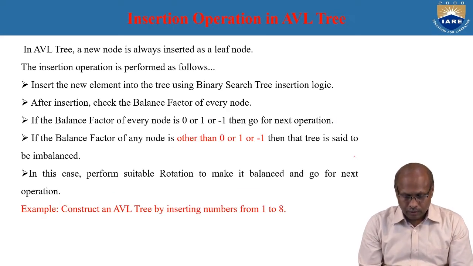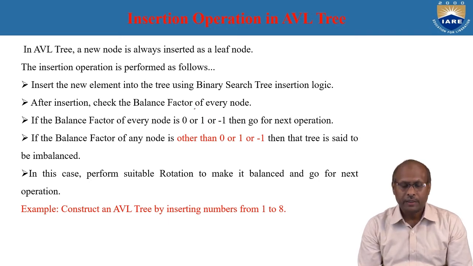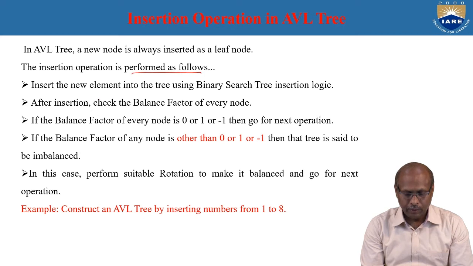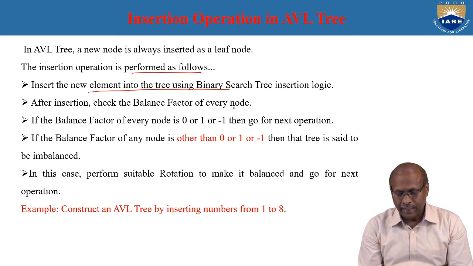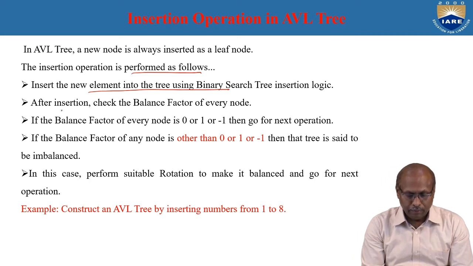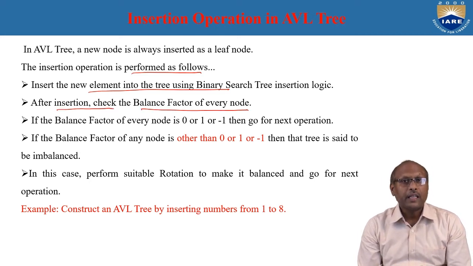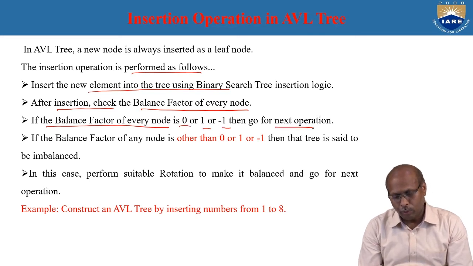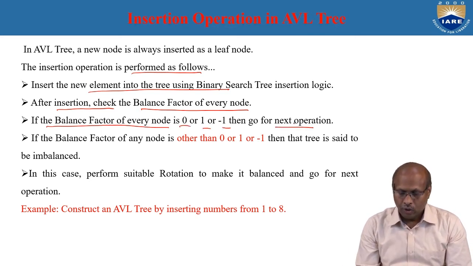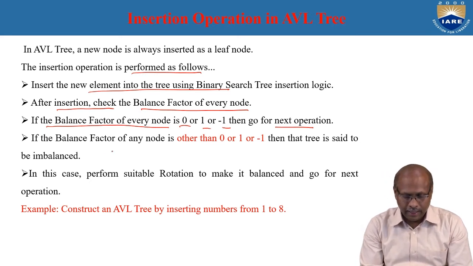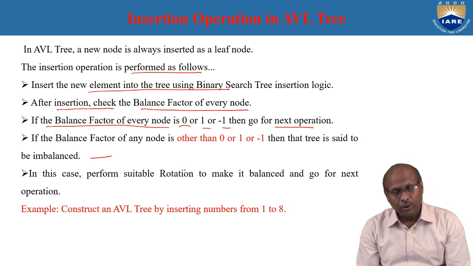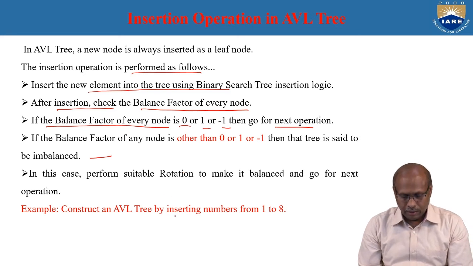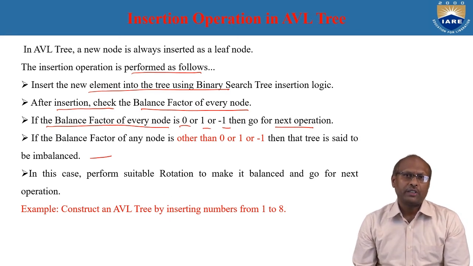Now you can see the procedure for the insertion operation. The insertion operation is performed. Insert a new element into the binary tree using binary search tree property. After insertion, check the balance factor of every node because every node plays a major role. If at all it is imbalanced, then you have to rotate. So if the balance factor of every node is either 0 or 1 or -1, then go for next operation, that means next insertion. Otherwise, if it is not in this range, the tree is imbalanced, you have to rotate it. So after rotation, the tree becomes balanced. Once the tree is balanced, then you stop the operation.